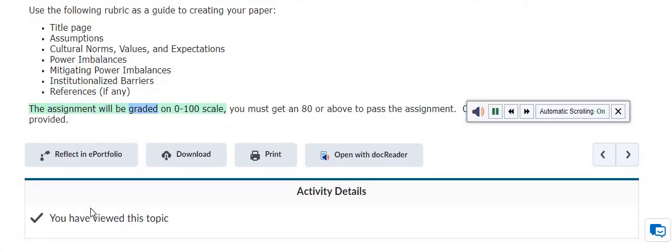The assignment will be graded on a 0 to 100 scale. You must get an 80 or above to pass the assignment. Opportunities for revision will be provided.